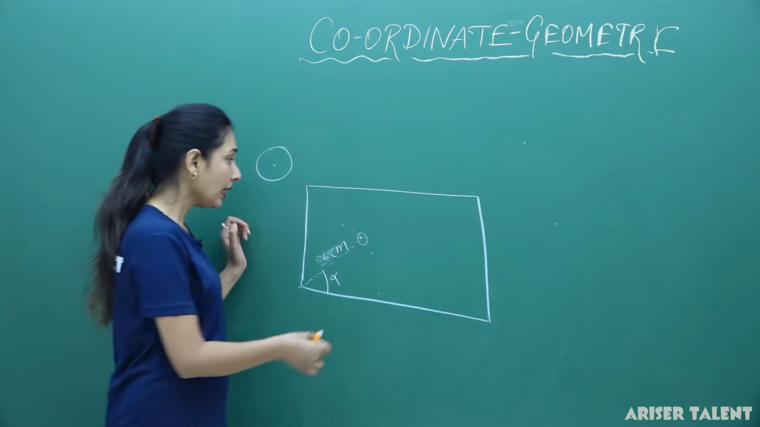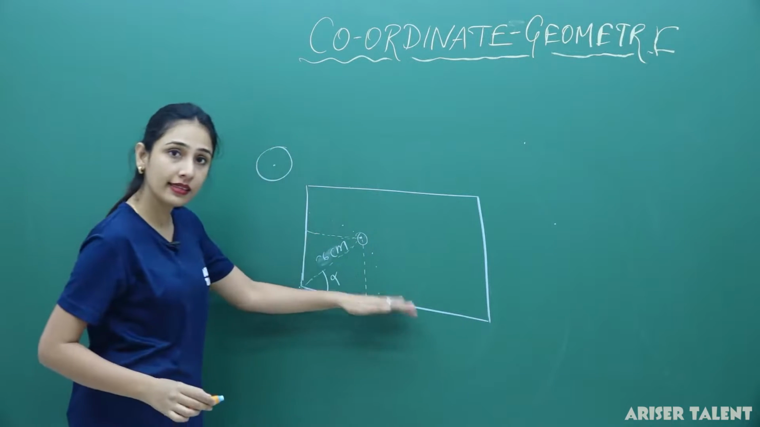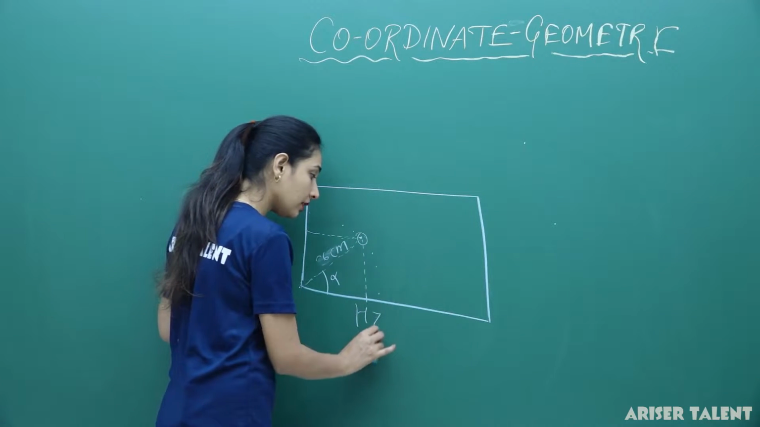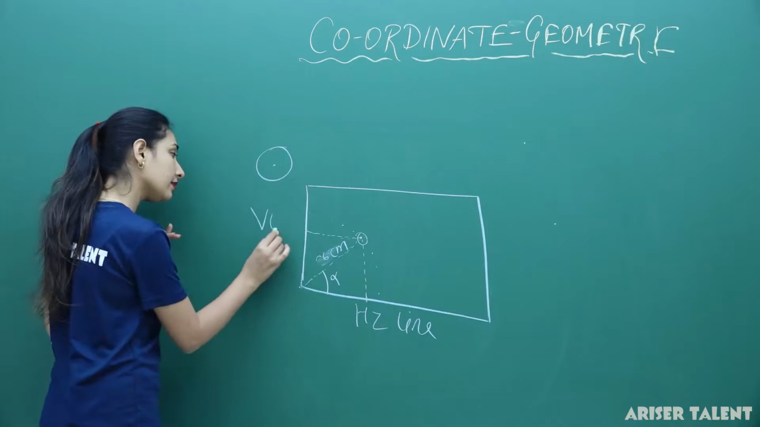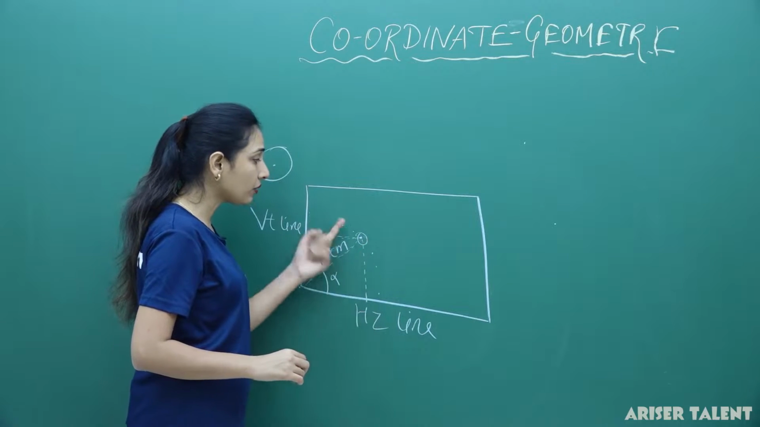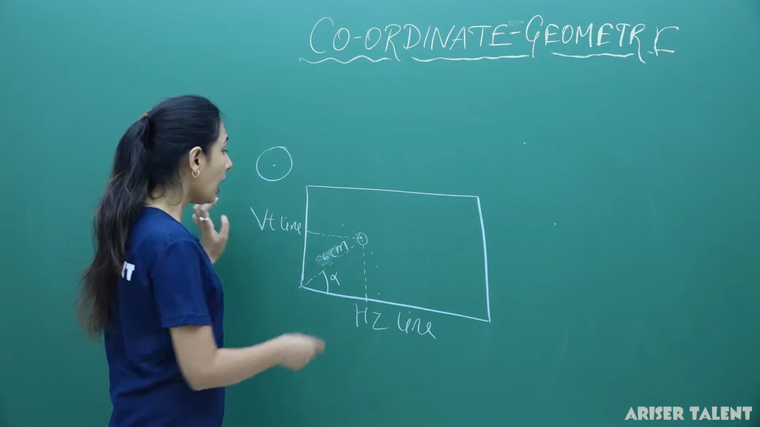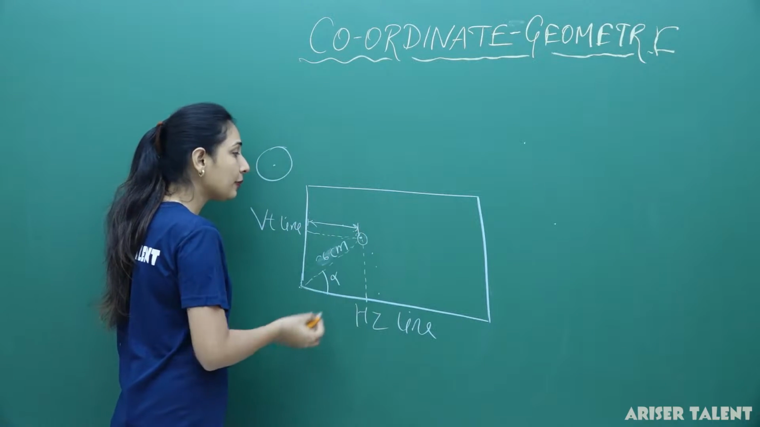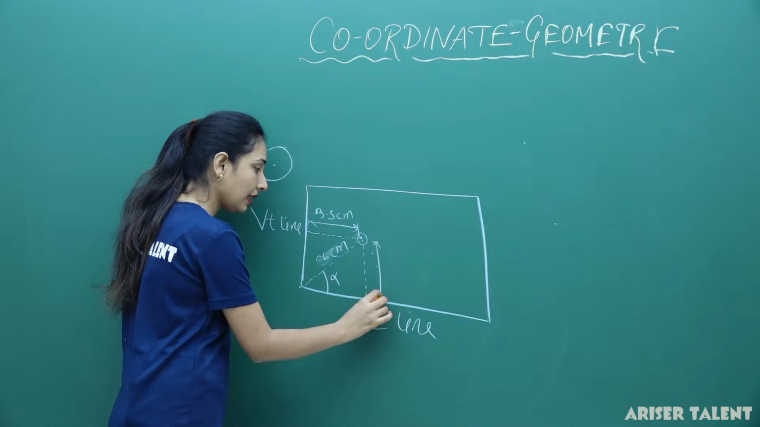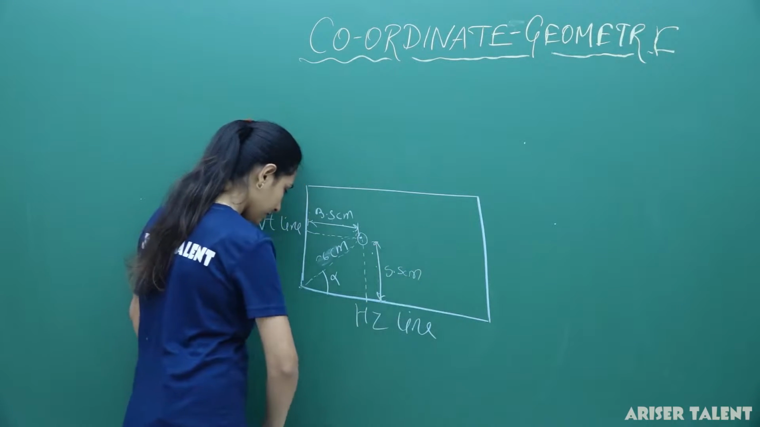Or what else can I do? I can draw a perpendicular on this axis and on that axis, the horizontal line and the vertical line. So this is my horizontal line, students, and this is the vertical line. On the horizontal line I draw a perpendicular from that point. It's very easy to draw a perpendicular, you know it. Now I'll measure this length. Let's suppose this is 3.5 centimeter, and this particular length, let's suppose 5.5 centimeter, right?